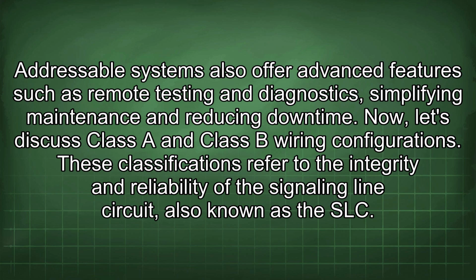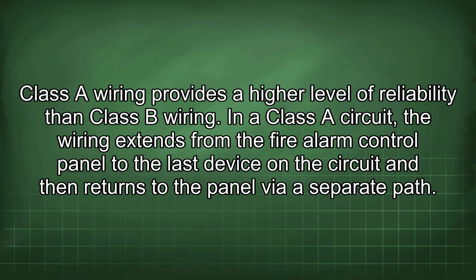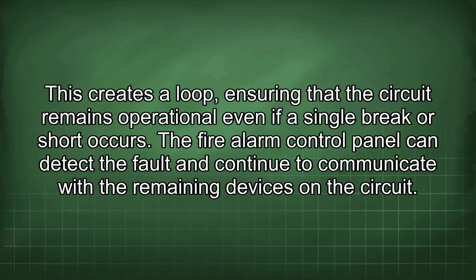Now let's discuss Class A and Class B wiring configurations. These classifications refer to the integrity and reliability of the signaling line circuit, also known as the SLC. Class A wiring provides a higher level of reliability than Class B wiring. In a Class A circuit, the wiring extends from the fire alarm control panel to the last device on the circuit and then returns to the panel via separate paths. This creates a loop, ensuring that the circuit remains operational even if a single break or short occurs. The fire alarm control panel can detect the fault and continue to communicate with the remaining devices on the circuit.